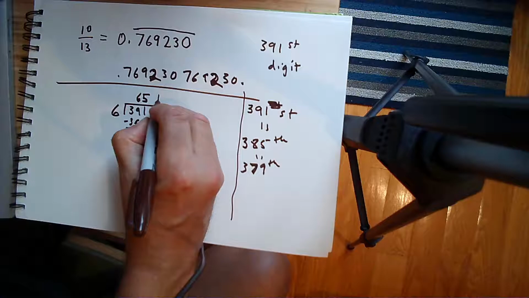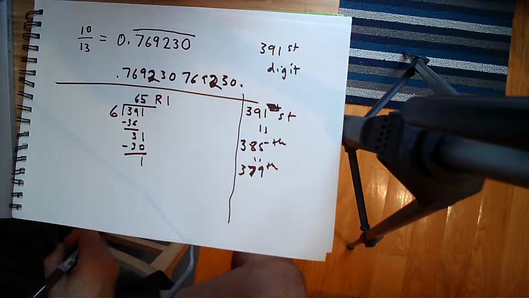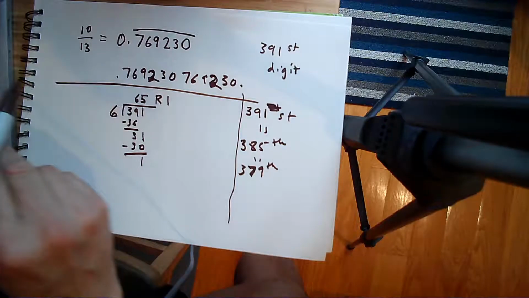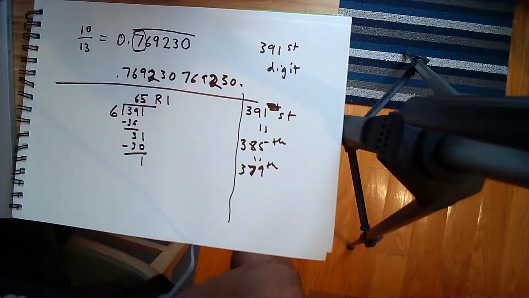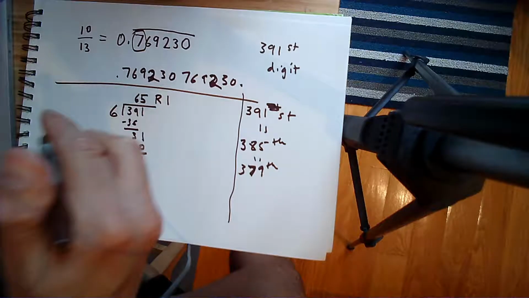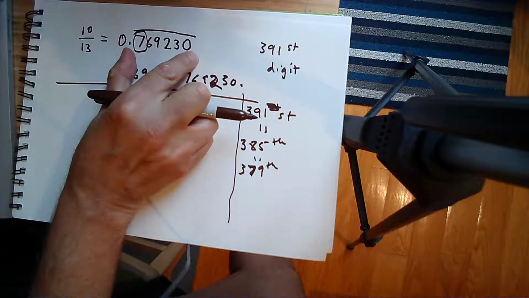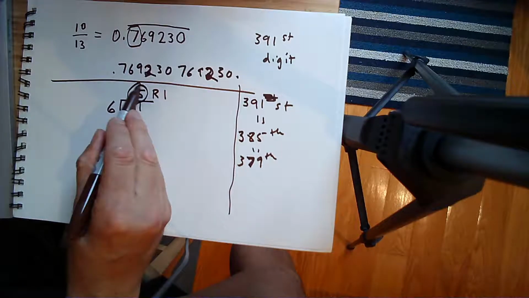So let's see what that means. The 391st digit, I think, is going to be 7. It's going to be this first one here. Why do I think that? I think that we will have this pattern repeated 65 times, followed by the next digit.